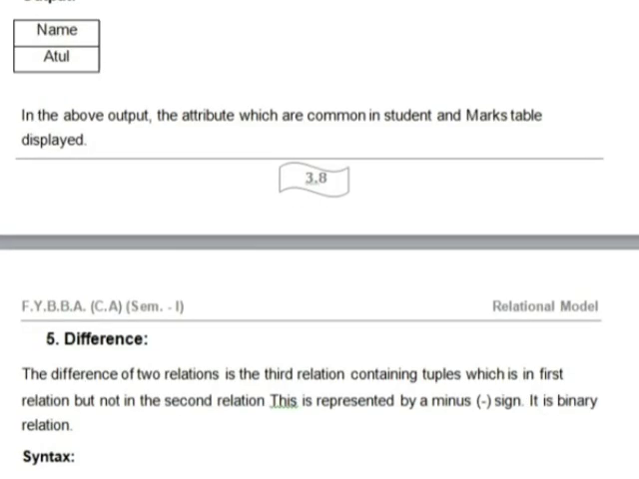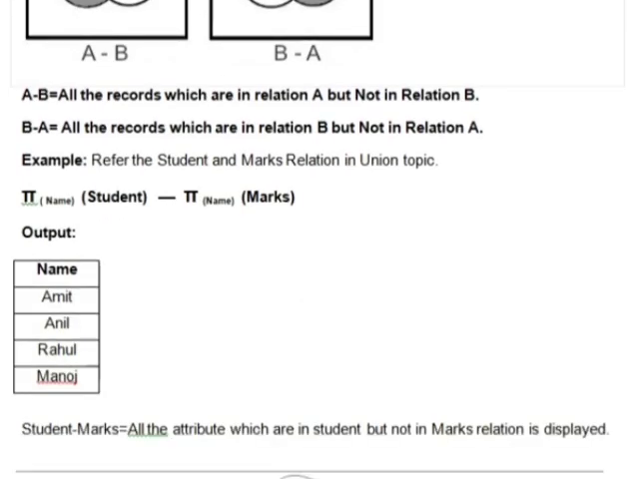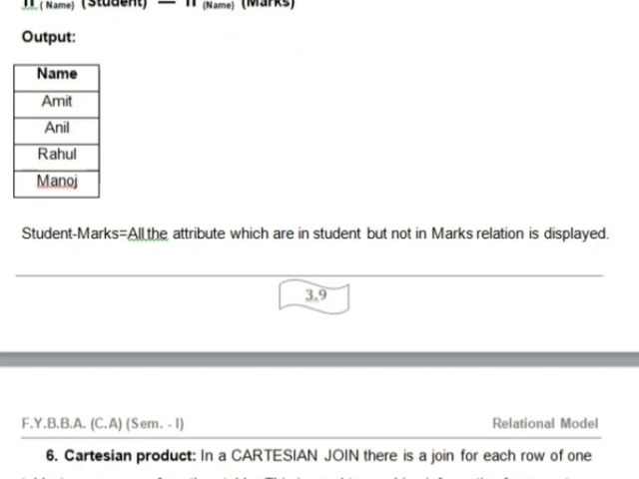So here, the output is Amit, Anil, Rahul and Manoj. These are the attributes of relation A which are not present in relation B. So student minus marks is all the attributes which are in student but not in the marks relation. The result is like this.